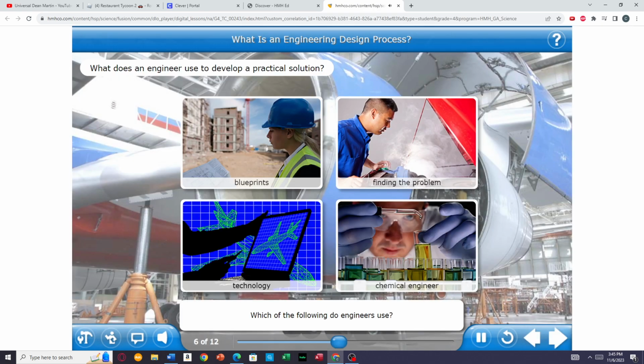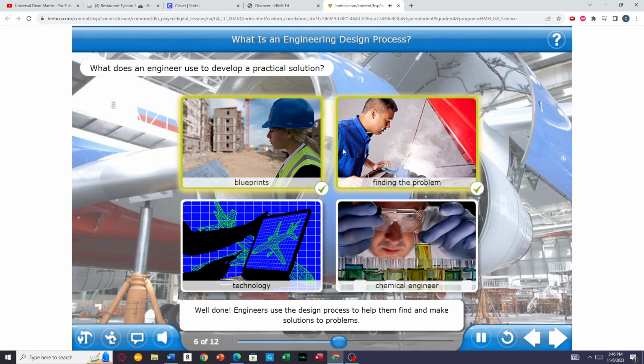Which of the following do engineers use? Click the images that show what an engineer uses to develop a practical solution. You've got it. Engineers use math and drawings to help develop designs. Well done. Engineers use the design process to help them find and make solutions to problems.